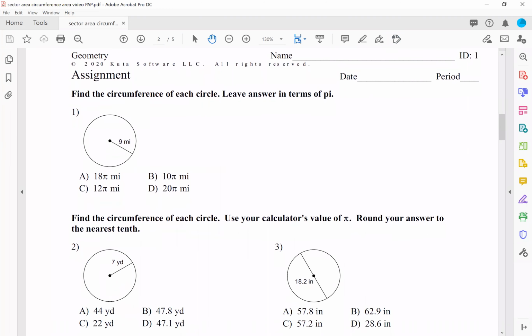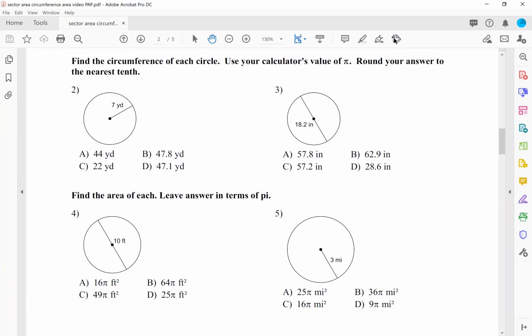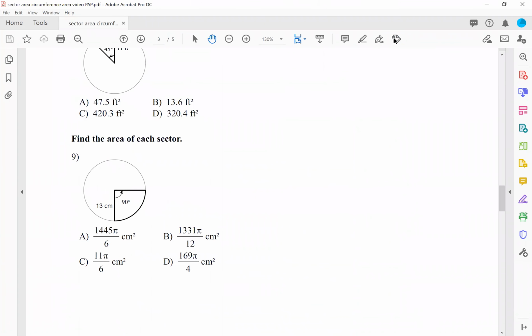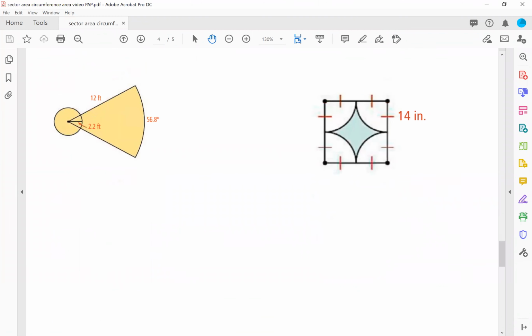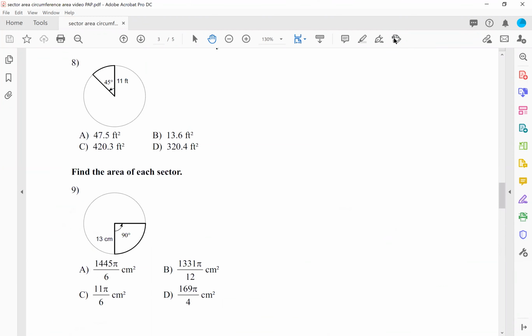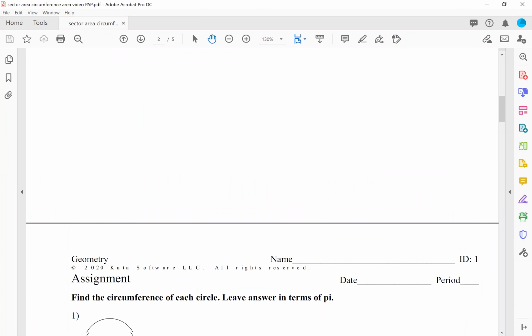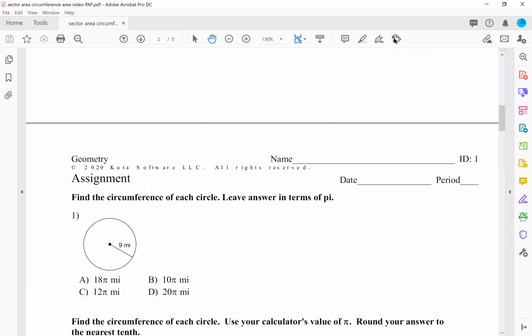There's a few topics that we're going to cover, and then we've got some problems down here where we're going to actually apply a few of these concepts together. So first thing that we're going to talk about with circles is circumference, okay?